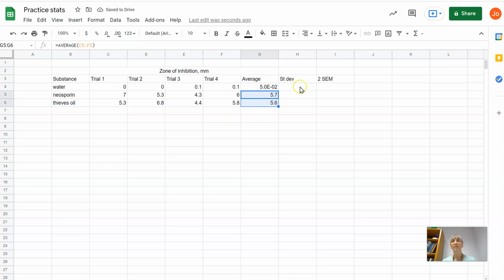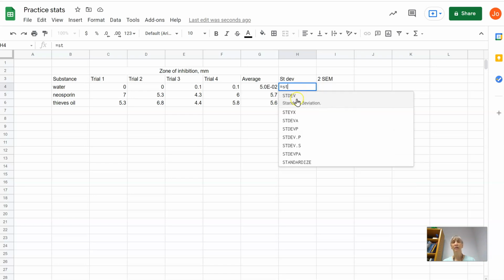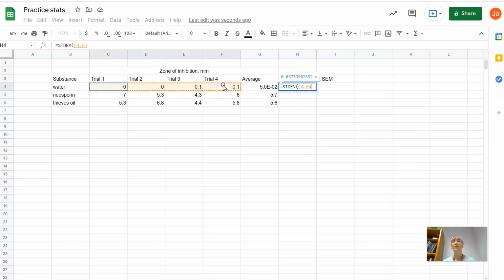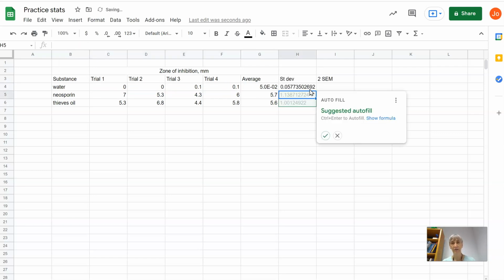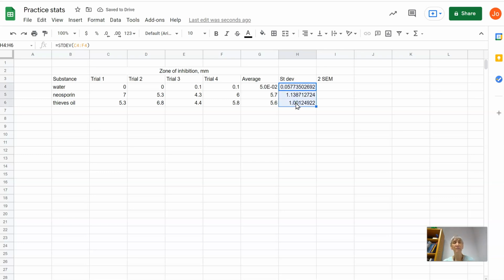Standard deviation is also a formula. So I just hit equals and I type ST and look there, DEV. That's what I want. Now, you do want to highlight, because if you ask it just to make one up, it's going to include the average, and you don't want the average in your standard deviation. You just want your trials. So I have C4 through F4. I close the parentheses. I hit enter. Would you like it to fill with the same formula? Yes. We're going to go at least 2 decimal places here because there's going to be some other calculations, but I don't want 9.